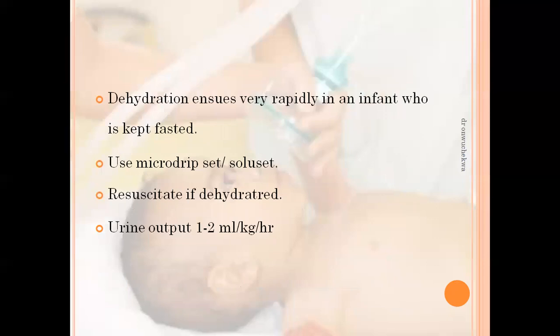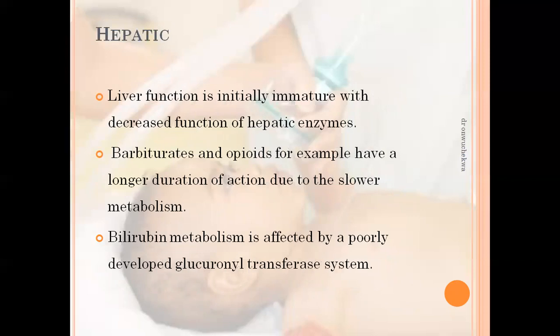Dehydration ensues very rapidly in infants who are kept fasting for long, so resuscitation should be commenced. We should use a micro drip set or Soluset for this, and an expected urine output of 1 to 2 mL per kg per hour should be aimed for.